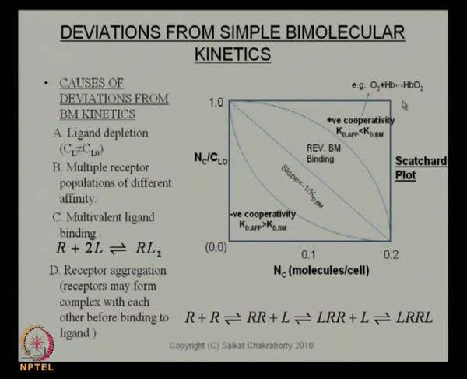This is similar to hemoglobin oxygen binding, and the rate constants will be different at each of these steps. So, the rate constants for two receptors binding to two ligands will be different from the simple case of one receptor binding to one ligand. These are the different kinds of receptor-ligand binding kinetics that we talked about.